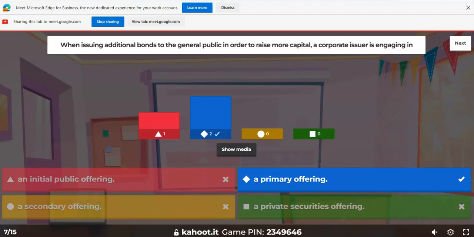Exactly, it is a primary offering, right? Because a primary offering is done in the primary market from the issuer to ground floor investors. Now, it was not an initial public offering because it says when issuing additional bonds to the general public. We've got to watch out for that, right? Sometimes one word will make the difference. If it was an additional offering, it couldn't be an initial public offering, but it would still be primary. Good.